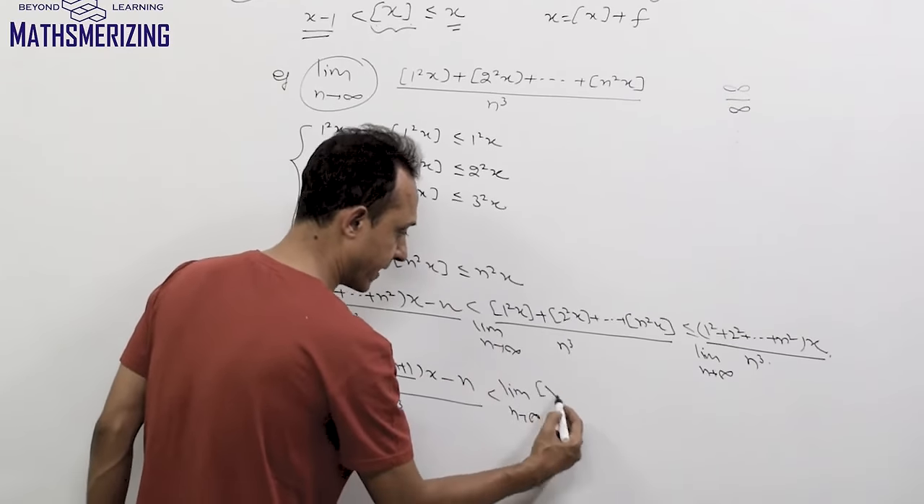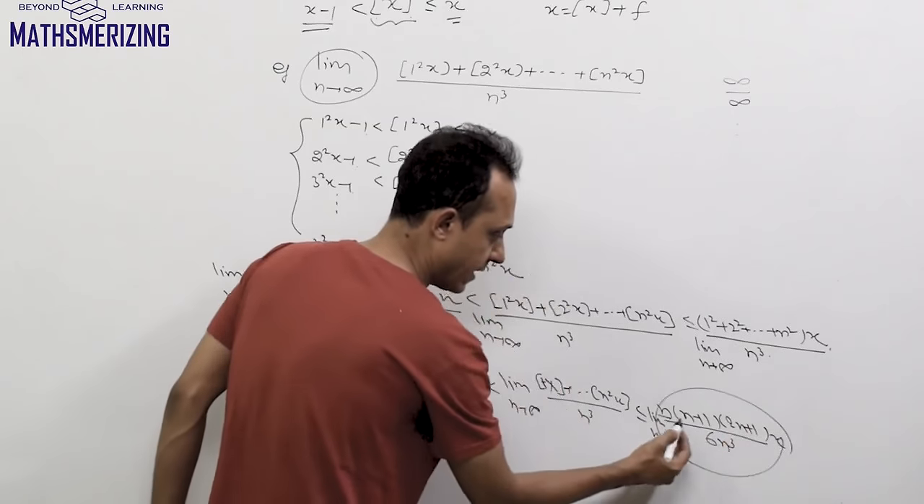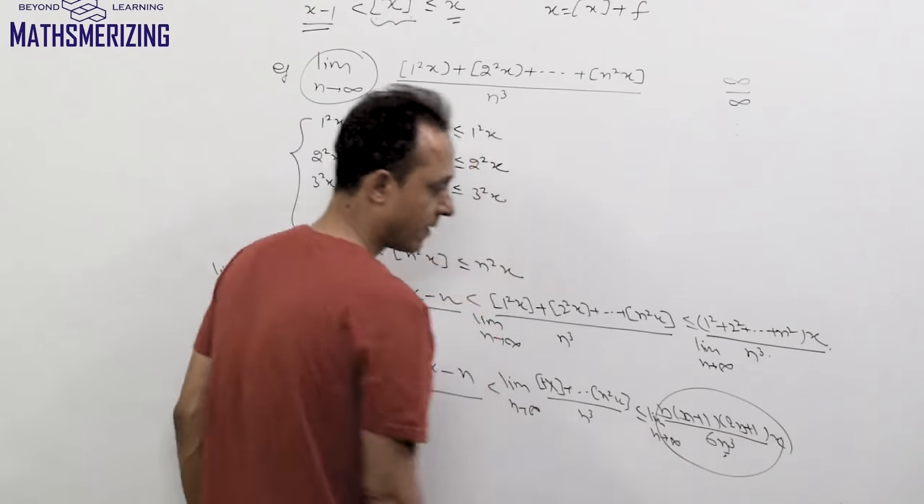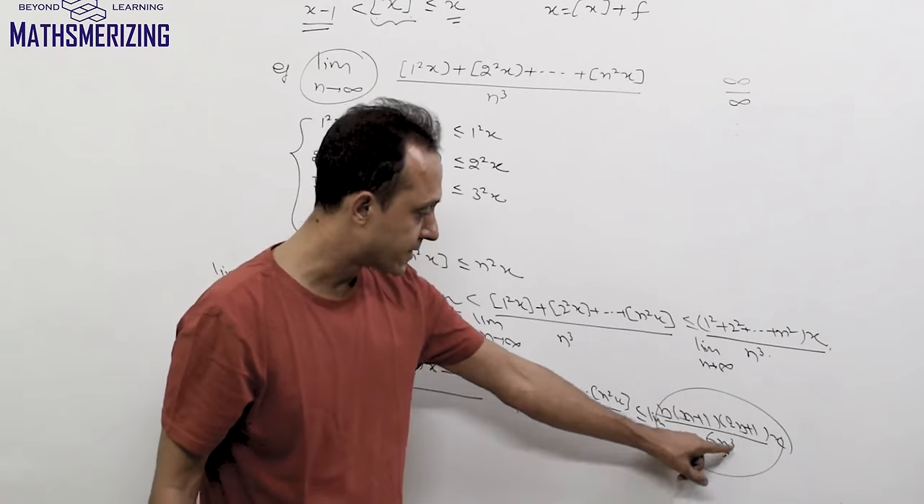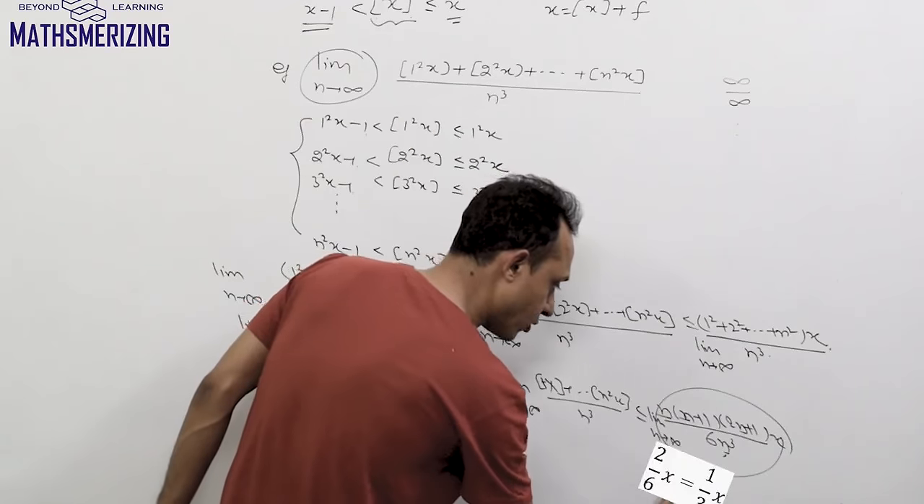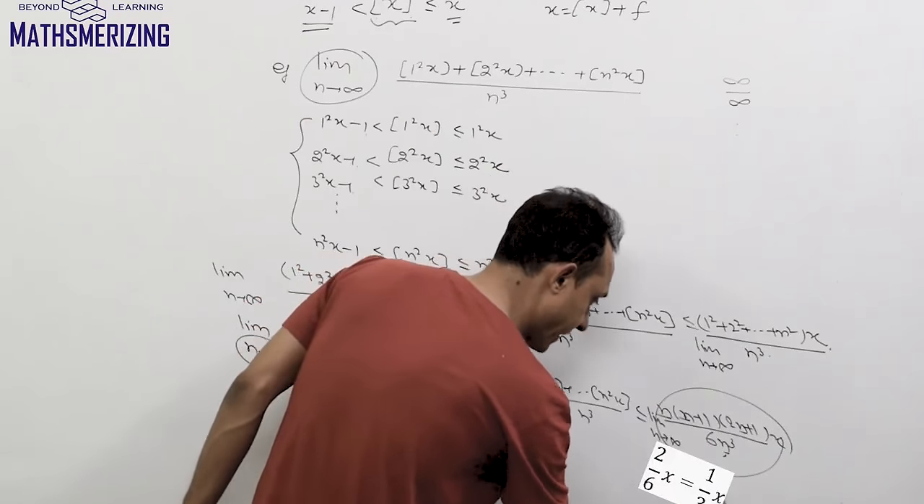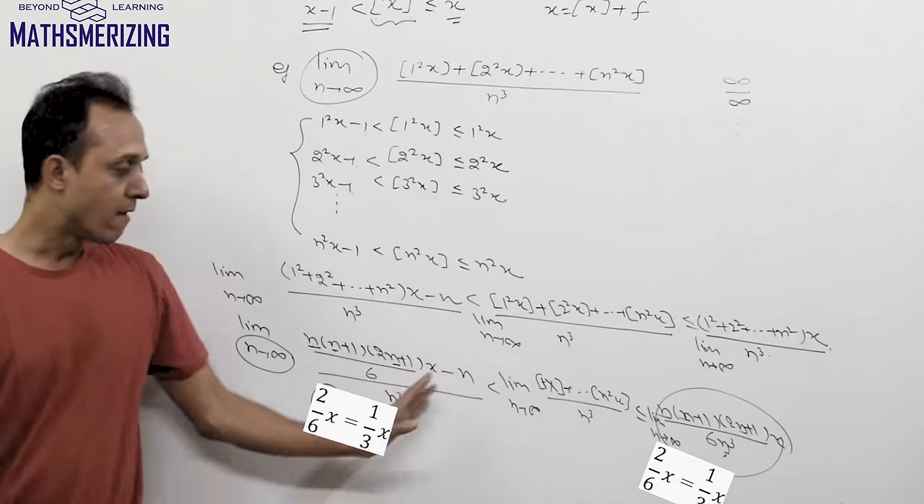Now in an infinite limit, if the degree of numerator and denominator is the same, so the degree of the numerator is 3 and the degree of the denominator is also 3, the answer to this limit will simply be the leading coefficient of n cube in the numerator, which is 2 by 6 x, divided by the leading coefficient of n cube in the denominator, which is 1. In this case also, it is a polynomial of degree 3 in the numerator, and here also the degree of n in the denominator is 3. So again it will be 2 by 6, which is 1 by 3 x. Both these limits, on the left hand side and also on the right hand side, have the value 1 by 3 x.